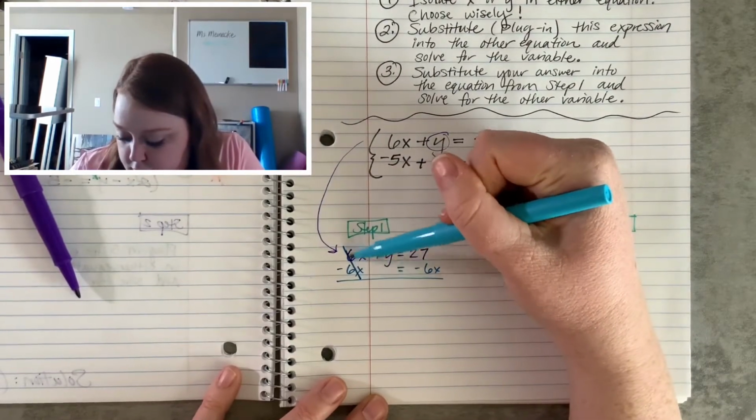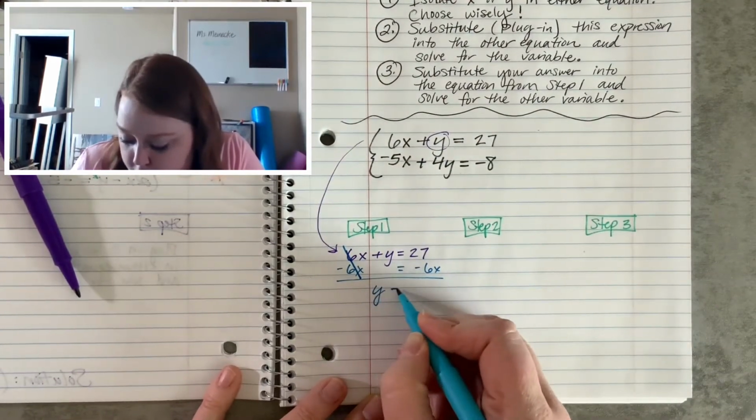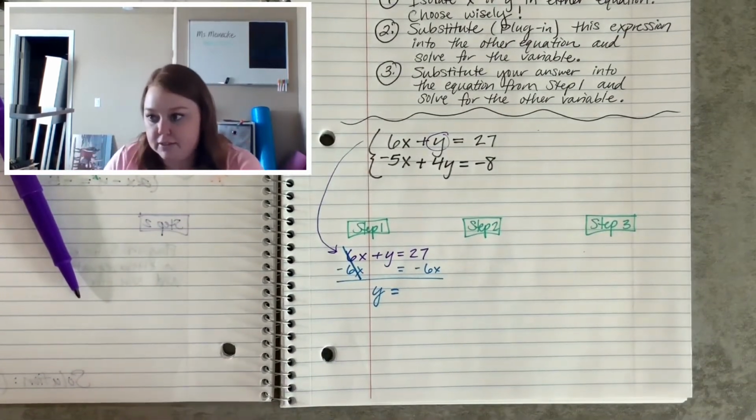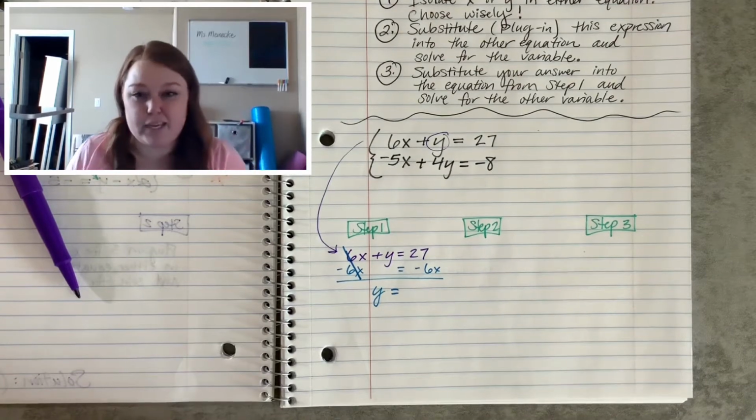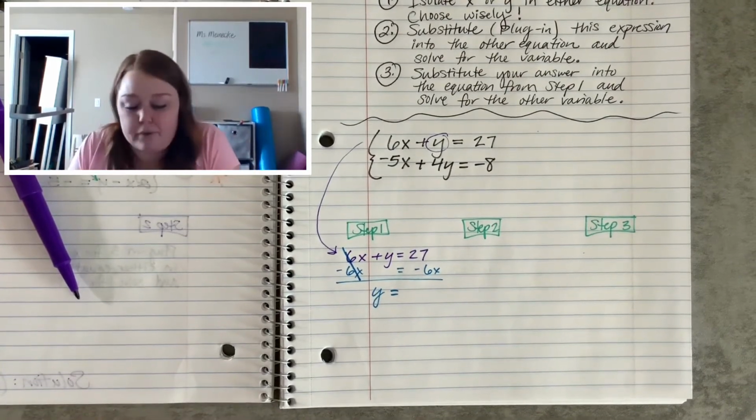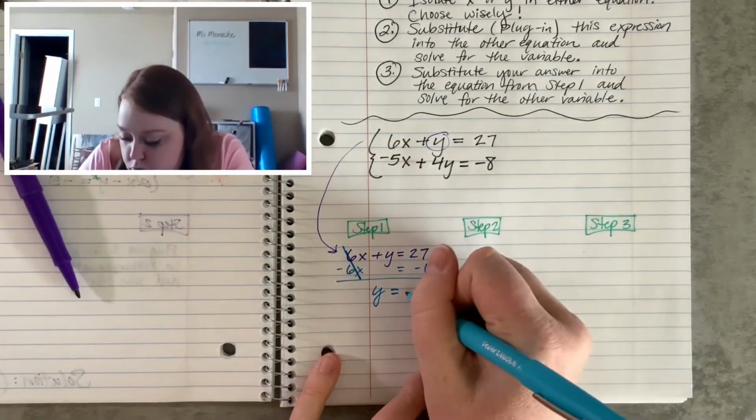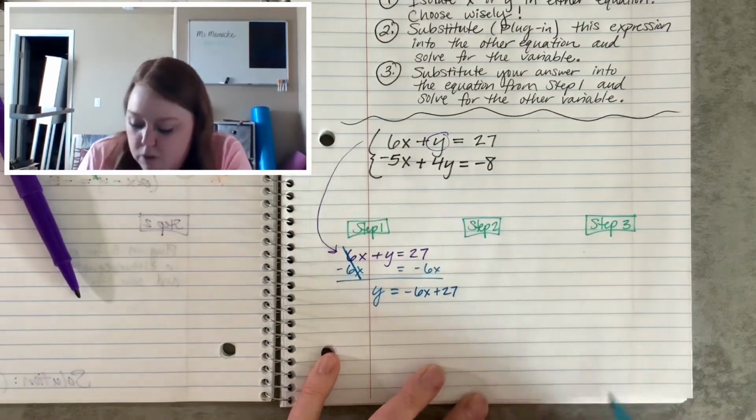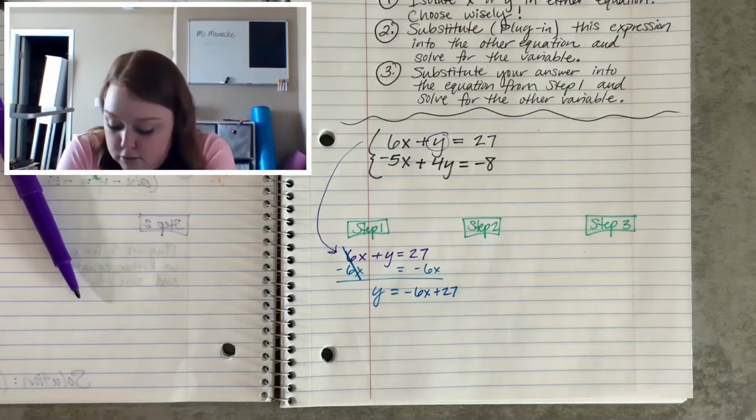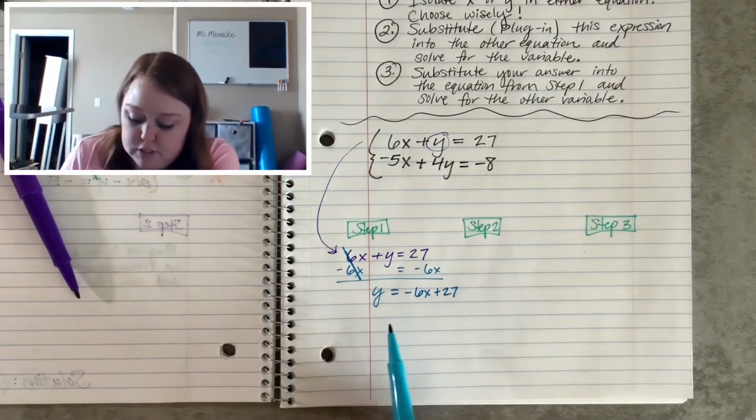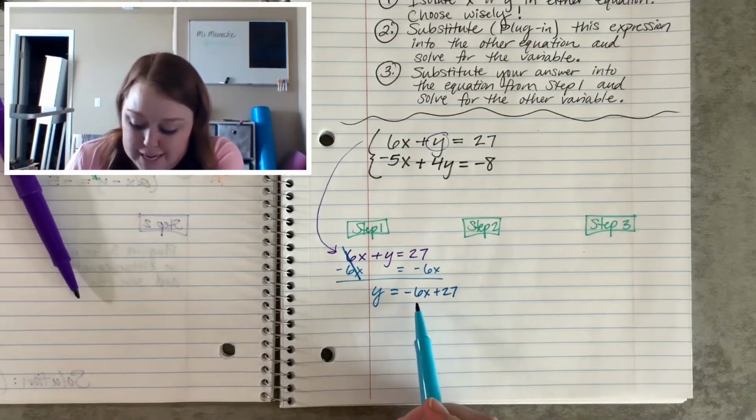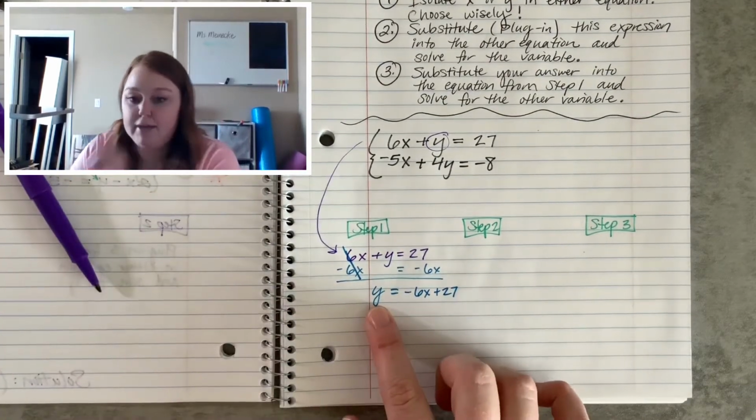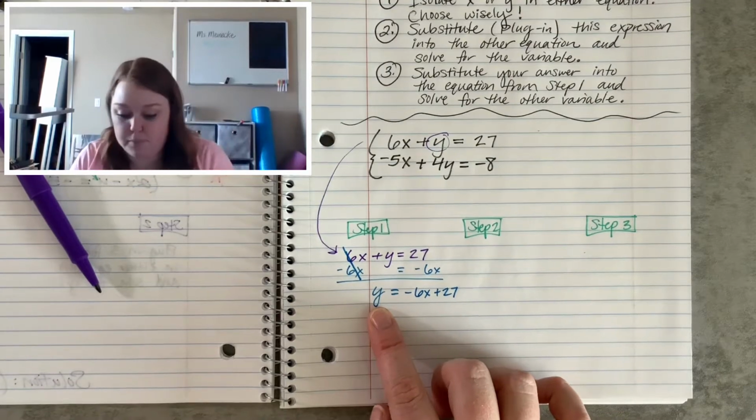6x minus 6x cancels. I'm left with y equals something. Over here, 27 minus 6x. Those are not like terms. I can't put them together, right? So I would suggest dropping down your x term, plopping down your constant at the end. So if you rearrange this, it's the same as y equals negative 6x plus 27. Y is isolated. That's step 1.